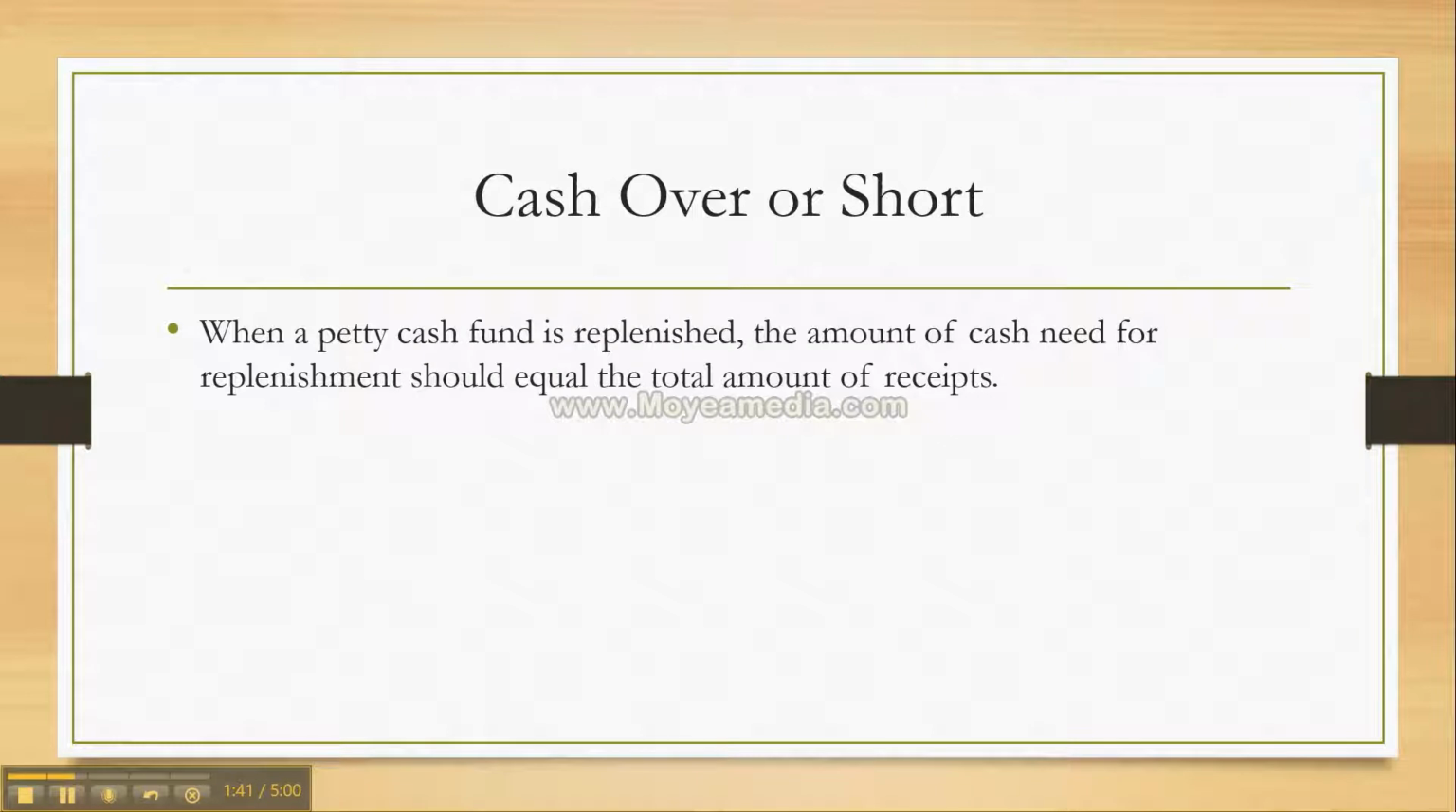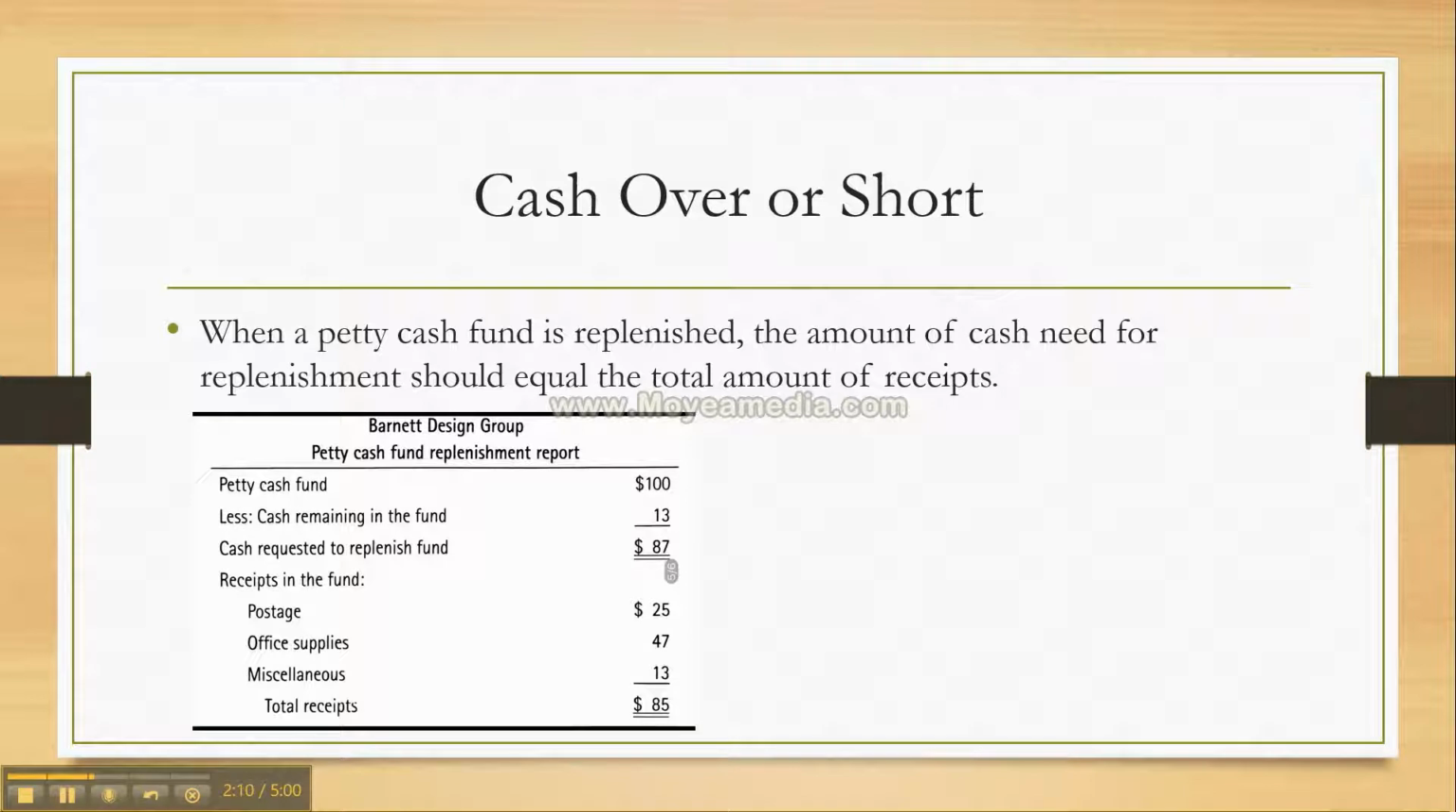When a petty cash fund is replenished, the amount of cash for replenishment should equal the total amount of receipts. However, this is not always the case. Sometimes the custodian will obtain all receipts. Sometimes the custodian will not obtain all receipts or will give incorrect change, resulting in a discrepancy between the cash needed for replenishment and the amount of receipts.